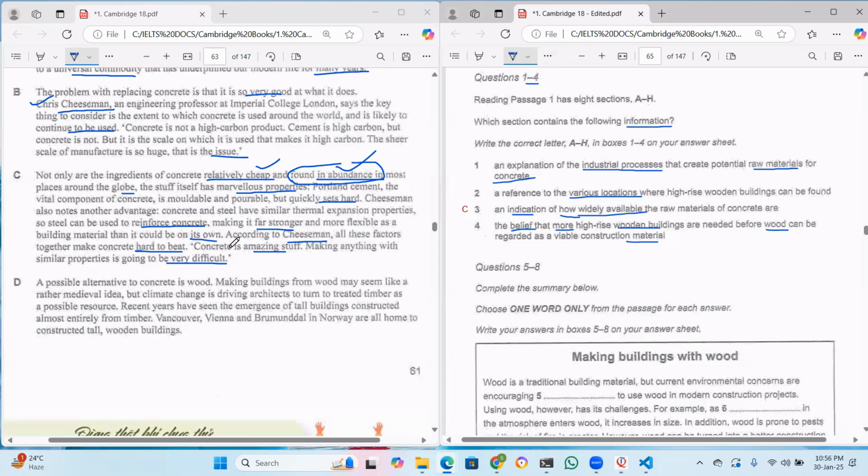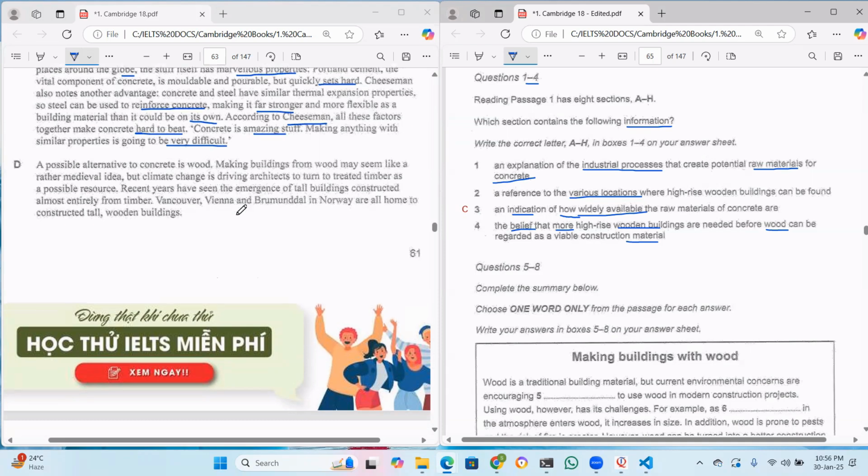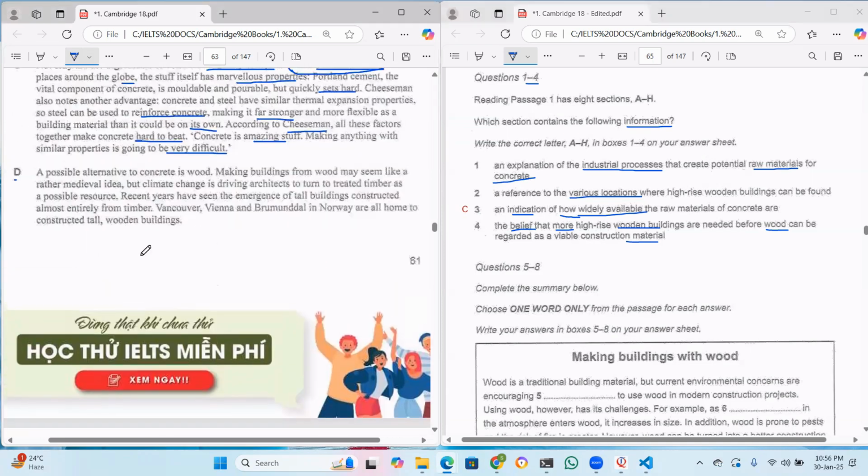Now let's move to paragraph D. So this is the reverse technique. We'll get the answers easily, and also we'll complete reading the whole paragraph, so it will be easy for us to answer the next questions. Right. Now paragraph D. A possible alternative to concrete is wood. Making buildings from wood may seem like a rather medieval idea, but climate change is driving architects to turn to timber as a possible resource, treated timber. Recent years have seen the emergence of tall buildings constructed almost entirely from timber. Vancouver, Vienna, Brumunddal in Norway are all home to tall wooden buildings.